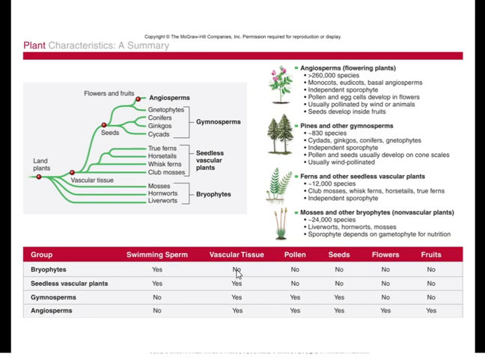Do they have vascular tissue? If they don't, it's bryophytes. Do they produce seed? Well, if they don't, then it's a seedless vascular plant like a fern or a bryophyte; if they do, then it's only gymnosperms or angiosperms. Do they produce flowers? Well, that's only angiosperms.